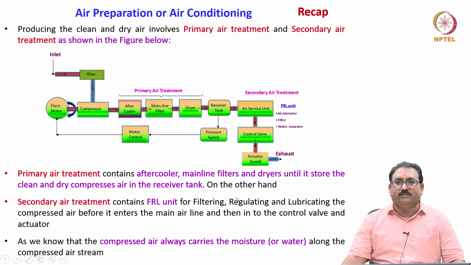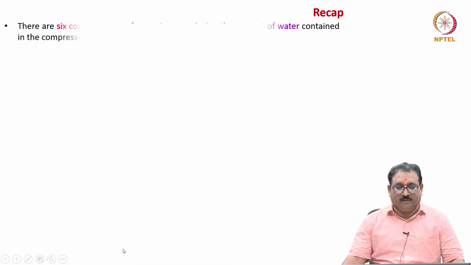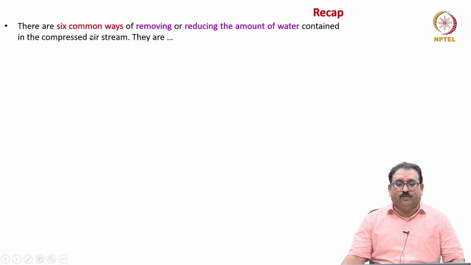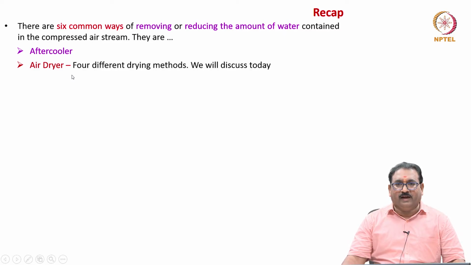As we know, compressed air always carries moisture along with it. So, there are 6 common ways of removing or reducing the amount of water contained in the compressed air stream. Then what are those? Aftercooler, air dryer, and 4 different drying methods are there. We will discuss them in today's class.